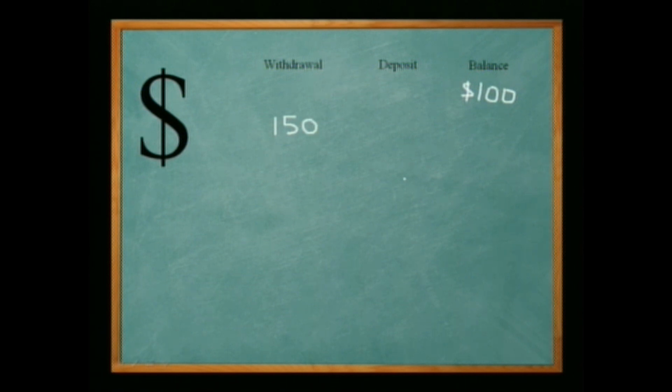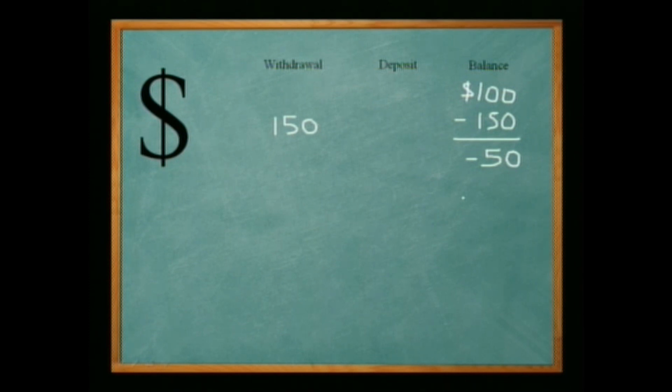So what is your balance going to be? I need to subtract $150 from your current balance of $100. So basically, to take away 150, it's not going to be zero. You're going to be in the hole. You're going to be owing more than you have. So it's actually going to be negative $50. It's going to be $50 in the hole.